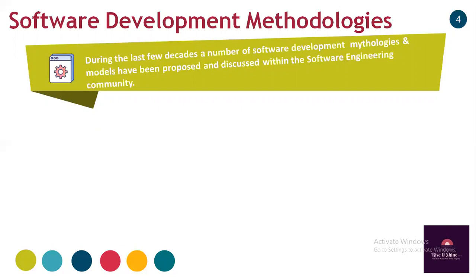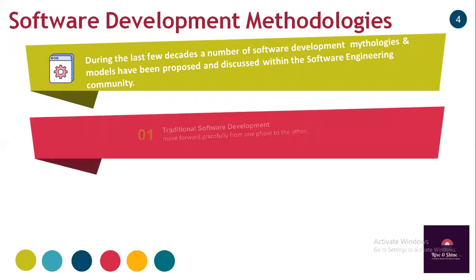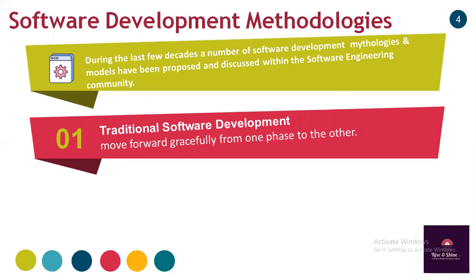Each and every model or methodology has some pros and cons, and according to whatever application we are developing, we use those methodologies and models. For software development also, there are two methodologies. Number one is traditional software development. In this methodology, we move forward gracefully from one phase to another phase, and our main focus is on doing the things, the functionality.